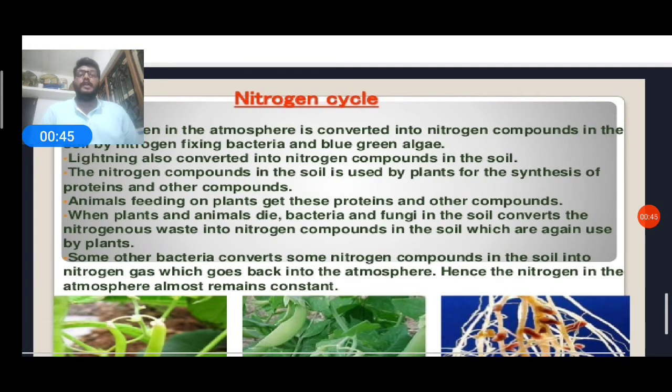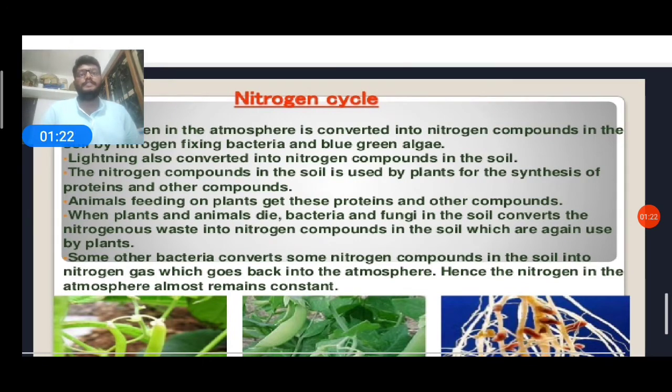In classes 6 and 7 we learned that Rhizobium bacteria are involved in the fixation of nitrogen in leguminous plants such as beans and pulses, and some of the nitrogen is fixed by lightning in the atmosphere. Nitrogen always remains constant. How? One wonders how the nitrogen always remains constant in the atmosphere.